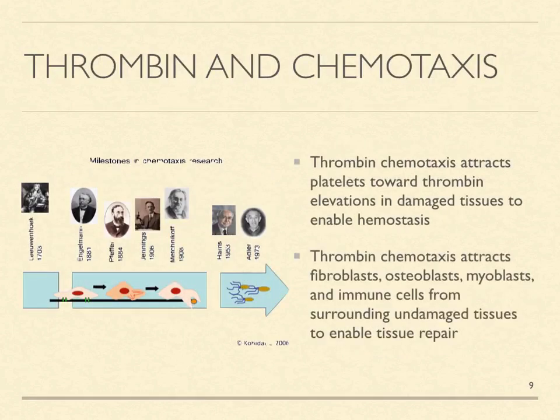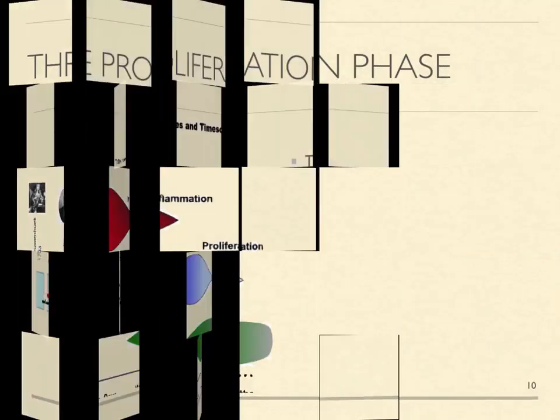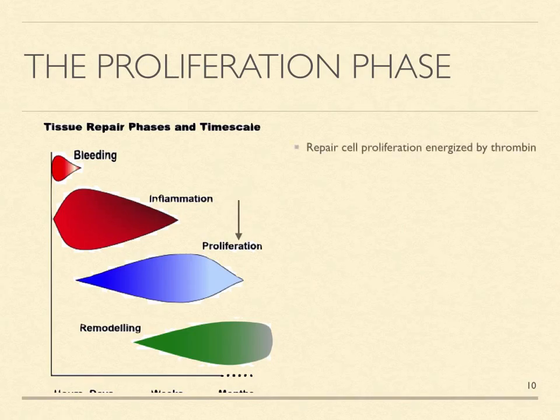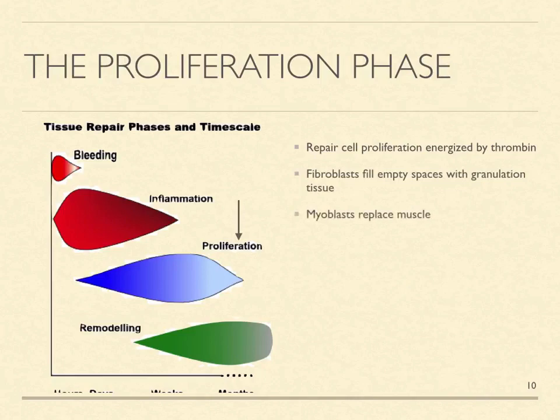The next event in the tissue repair sequence is chemotaxis. Thrombin-seeking repair cells in undamaged adjacent tissues move between the loosened cells in inflamed tissues to enter damaged tissues, where thrombin energizes their repair activities. The next phase of tissue repair is proliferation, where the arriving repair cells begin thrombin-energized repair activity.